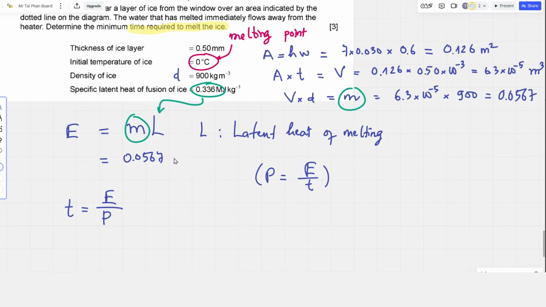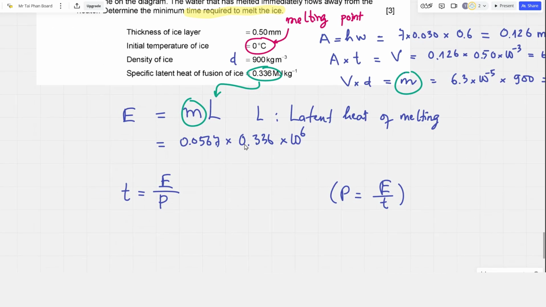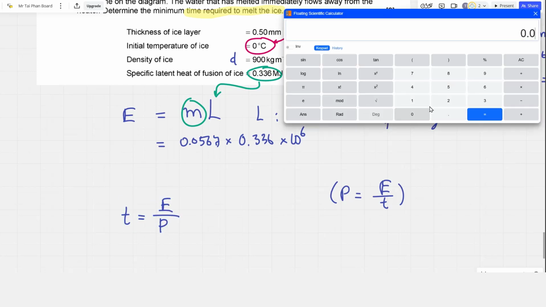0.0567 for the mass, and the latent heat is this value, 0.336 megajoule. So times 10 to the power 6 to convert that into joules. Here the power. So this is the energy required. Do another calculation: 0.0567 times 0.336 times 10 to the power 6.